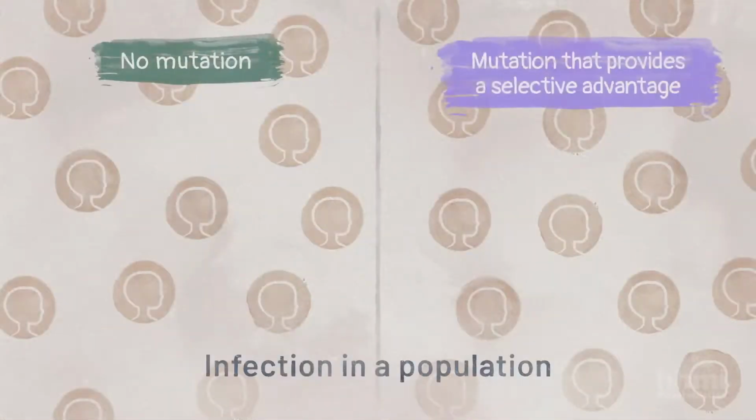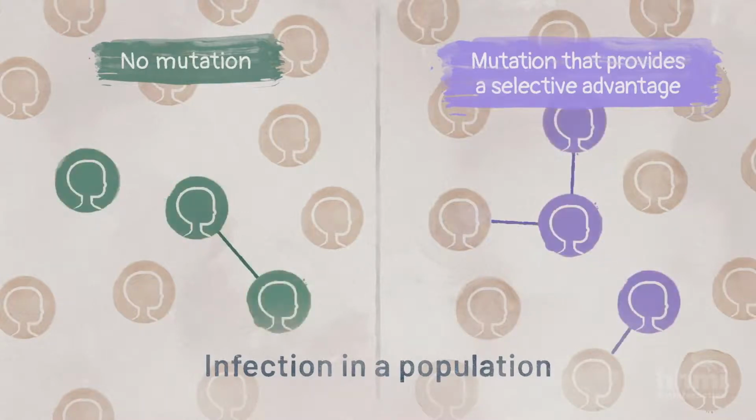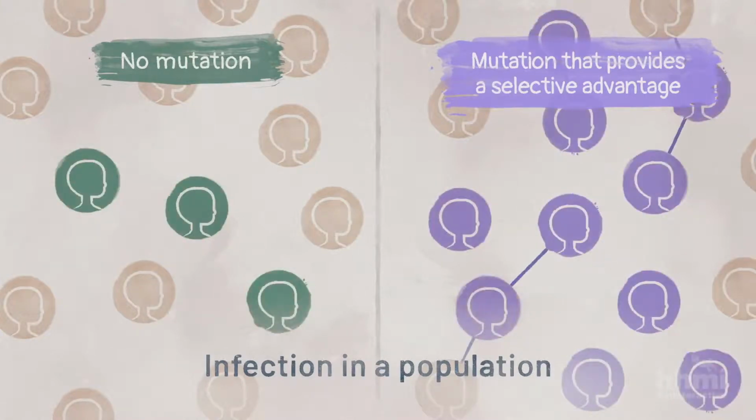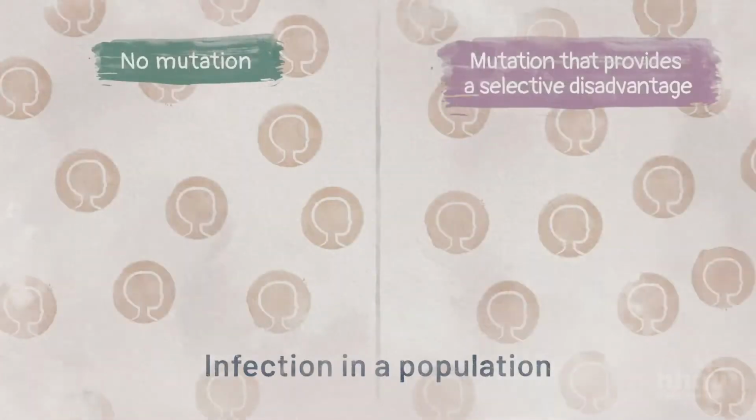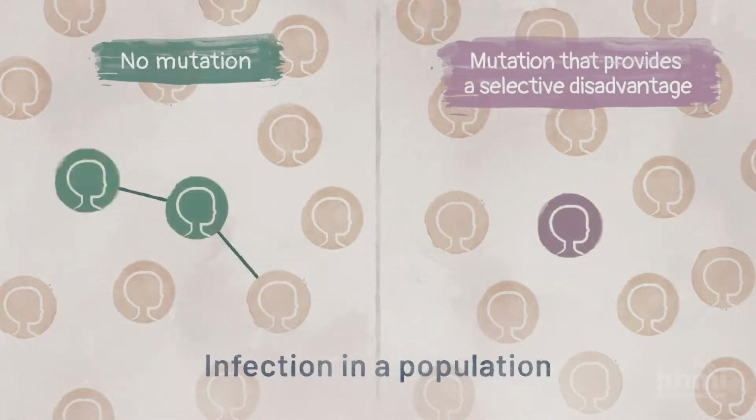Viruses with mutations that help the virus replicate or infect cells have a selective advantage. These viruses usually become more common in a population over time. Viruses with mutations that make them less effective at replication or infection have a selective disadvantage. These viruses usually become less common in a population over time.